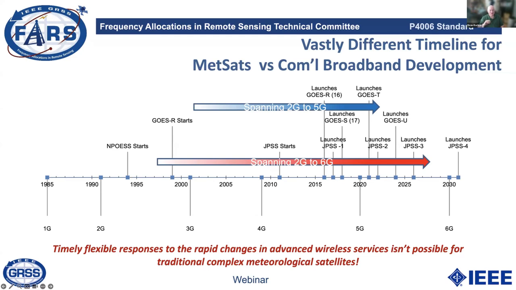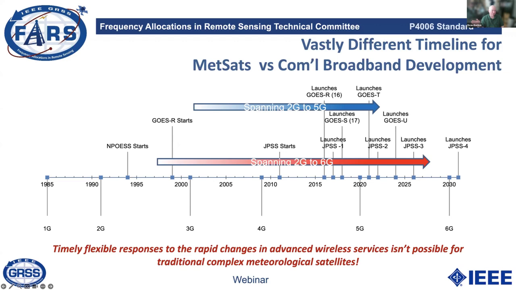From the time that it started the development and locked in its design to when it was actually launched, you're looking at going, in terms of advanced wireless services, from 2G to 5G. That much change has happened just from the time you started to build a new meteorological satellite to when it was launched. That's for the geosynchronous.